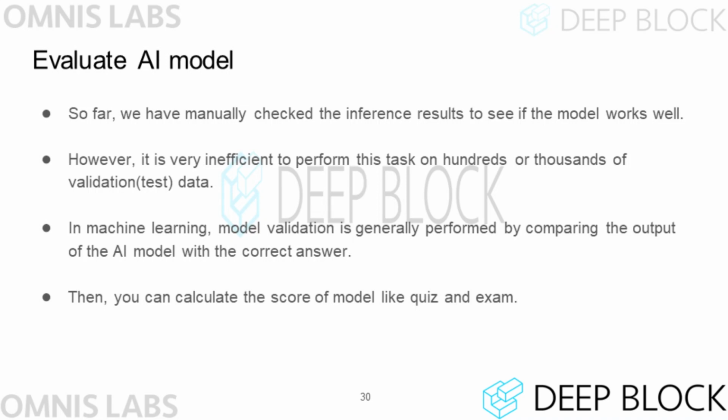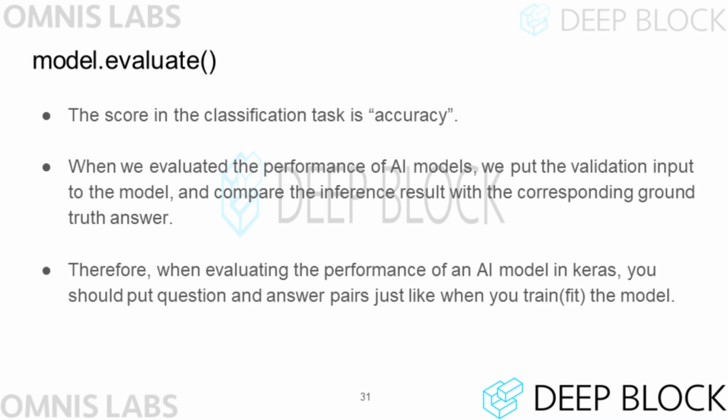So far, we have learned how to check the output of a model. However, if the test data is very large, it will be very inefficient to compare the results with the human eye. To solve this problem, Keras provides the method model.evaluate, which evaluates the accuracy of a model. The performance of the classifier can be expressed as accuracy, and the performance evaluation of the model is performed by comparing the model's inference results with the correct answer. Therefore, when calling the evaluate method, input data and answer data pairs are required for the evaluation.